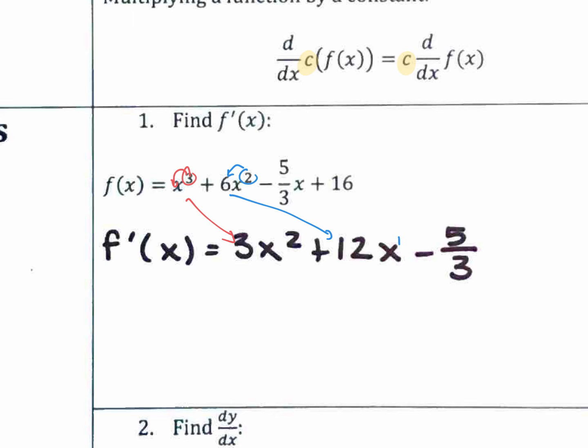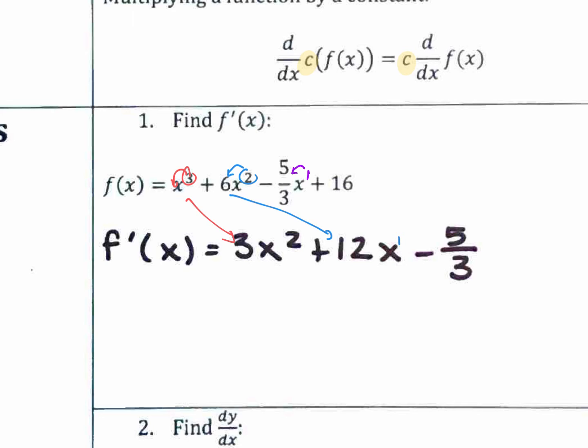Next term, I've got x to the power of 1. If there's no exponent listed, just assume it's a 1. Multiply that to negative 5/3. Well, 1 times negative 5/3 is just negative 5/3.